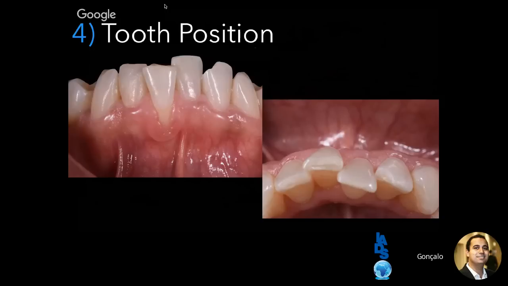Again, tooth position. Tooth position can also cause gingival recessions, especially if the tooth is outside the alveolar housing. So you see a lot of cases like this, for example, in the lower anterior, where you have one of the teeth that is too buccally positioned. Sometimes it's even outside the alveolar housing, and that can cause gingival recessions. Also, in patients that had previous orthodontic treatment, it's very common to see cases where we have gingival recession because the teeth were placed too buccally and outside the alveolar housing.